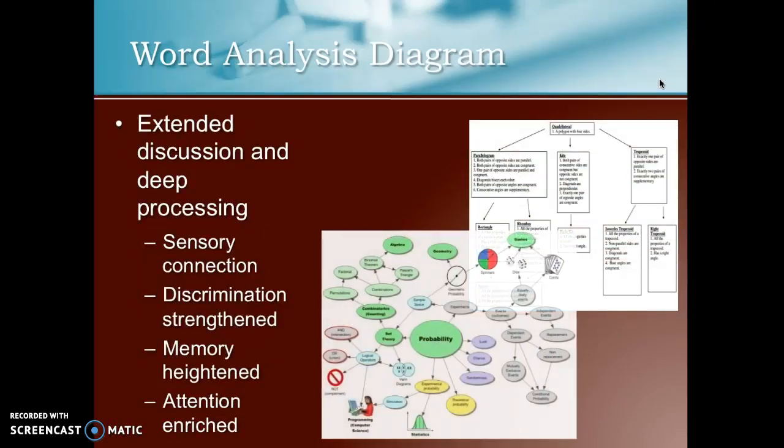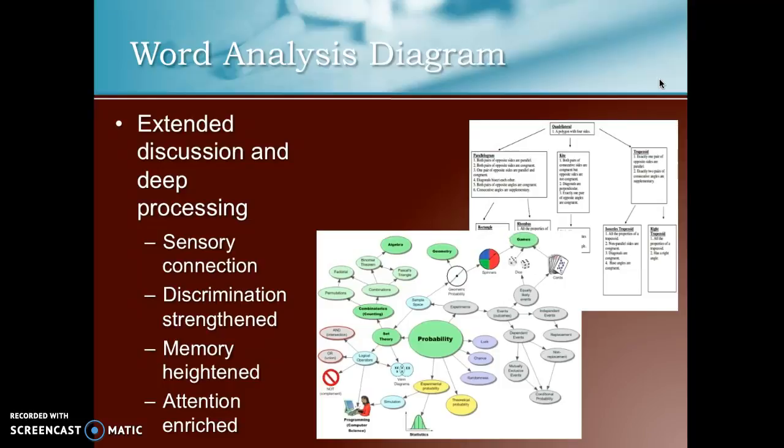So an extension of the Frayer model is the word analysis diagram. According to research cited in the inclusion strategies text, this model is effective for teaching mathematics vocabulary, and you should reserve it for words that demand extended discussion and deeper understanding.